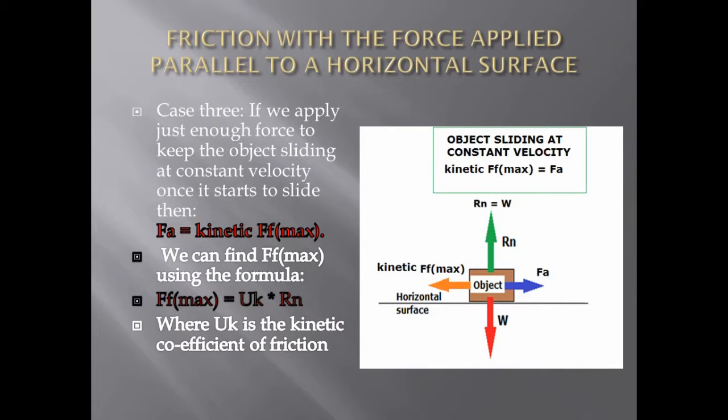Case 3. If we apply just enough force to keep the object sliding at constant velocity, once it starts to slide, then the applied force equals the maximum kinetic friction force. We can find the maximum kinetic friction force using the formula: maximum kinetic friction force equals the kinetic coefficient of friction times the normal reaction force.